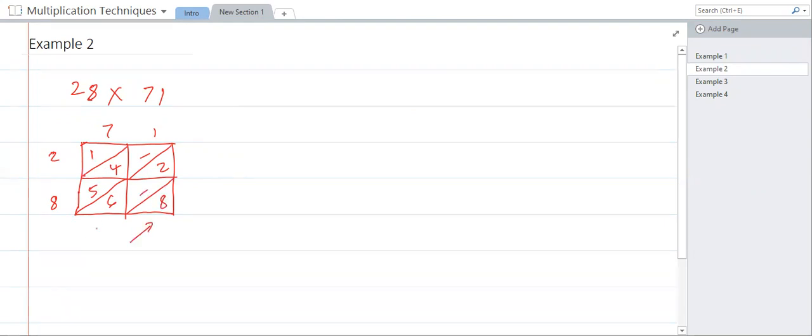Reading off the solution in this manner will give us 8. Then 6 plus 2 is 8 again. Then 5 plus 4 is 9. And then we just have a 1 there. So 1988 should be the answer.